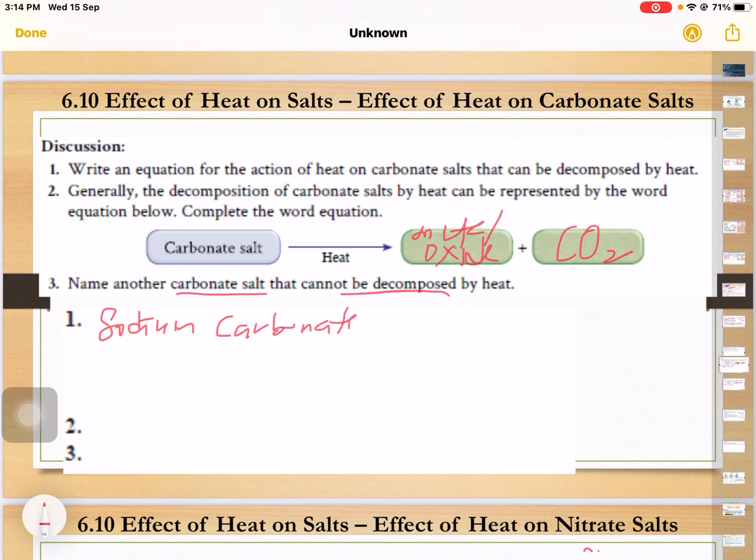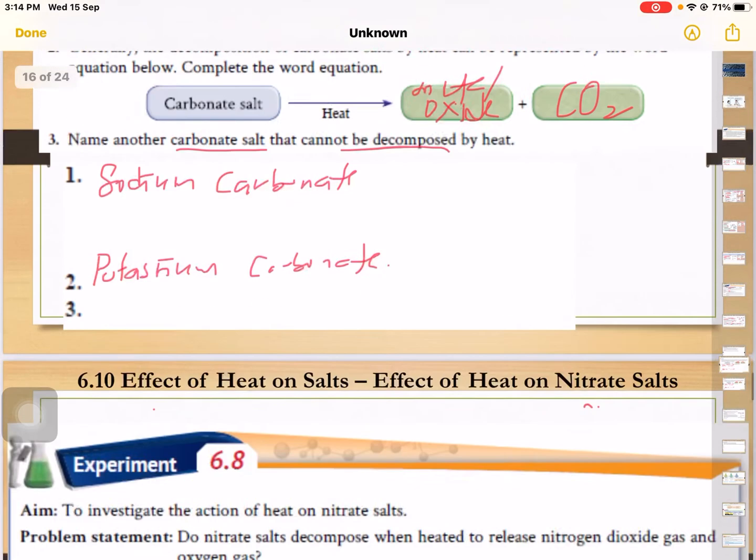Dan yang kedua adalah potassium carbonate. Okay, lagi satu, you have to find by your own. Okay, sodium carbonate and potassium carbonate.